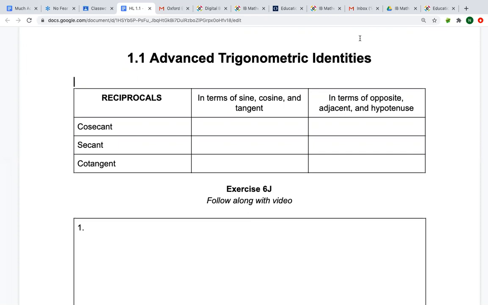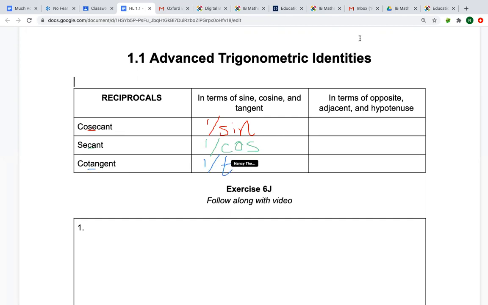The easiest way to remember which one is which is to obviously memorize them, but there's something called the third letter rule. The third letter of cosecant is S, and so its reciprocal is 1 over sine, which starts with an S. With secant, the third letter is C, which gives us 1 over C, or 1 over cosine. And then lastly is cotangent, 1 over T.